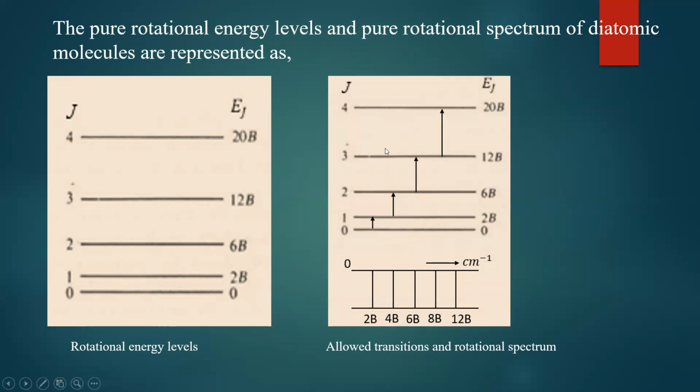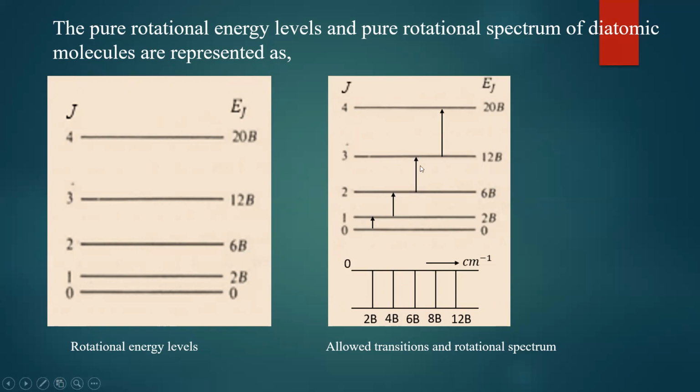And here in this particular energy level, if the molecule goes from the ground state to the first excited state by absorbing electromagnetic radiation, then it will absorb the energy 2B, because that energy is required for the molecule to go from 0 energy to the 2B energy. This is another allowed transition. The molecule can jump from 2B energy to 6B energy, that is, first excited state to second excited state. What is the difference between these two? It is 4B, and that spectral line is observed here.